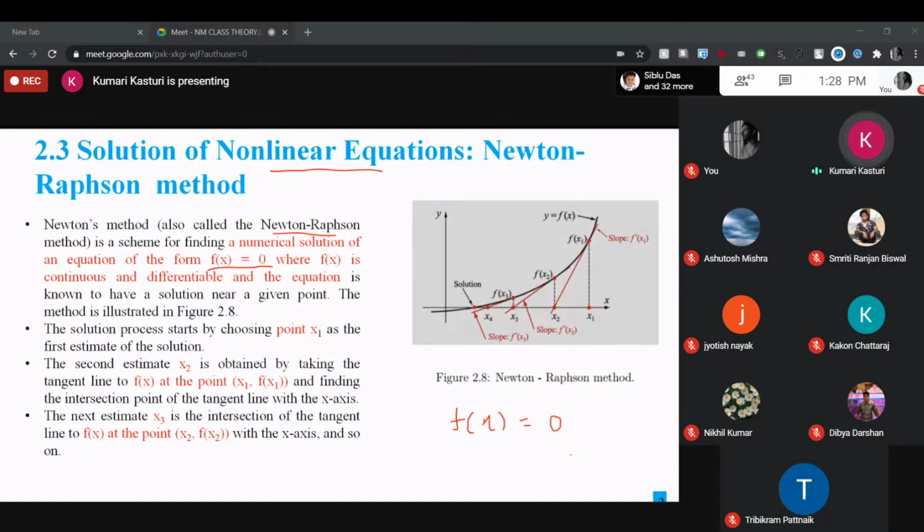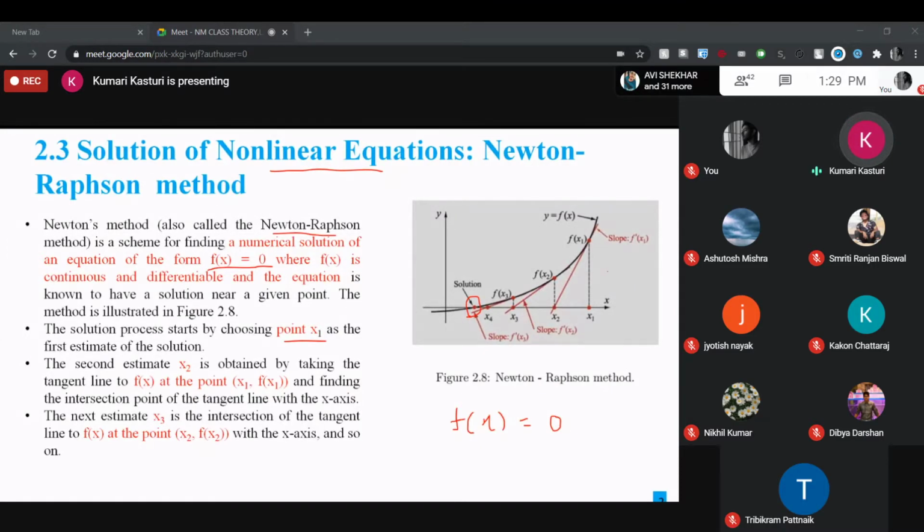To solve that equation, there are 4 different methods: bisection, regula falsi, and this is the 3rd method, Newton-Raphson's method, where f(x) is continuous, differentiable, and the equation is known to have the solution near the given point. That means the solution process starts by choosing a point x1 as the first estimate to the solution. Just see the figure. This is the actual solution. We want to find the approximate solution, so your solution must be nearer to this actual solution, right?